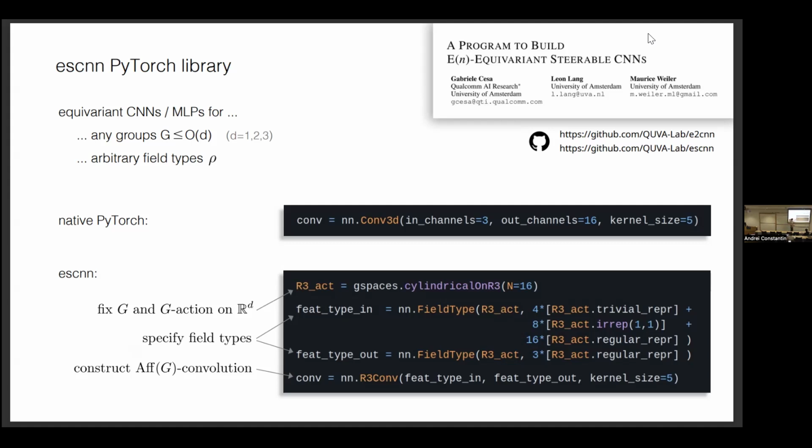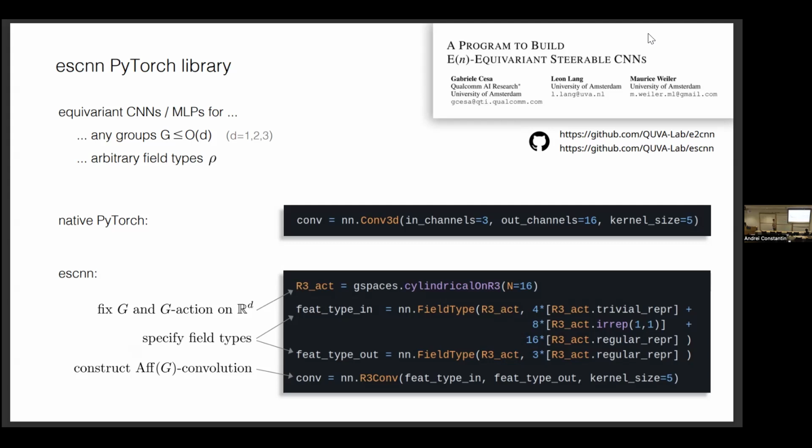And then instead of nn.conv, we have our nn.r3conv, and instead of passing input channels and output channels, we pass in input field types and output field types, which imply a certain number of channels, but on top they imply this steerability constraint. The library internally solves everything and gives you a complete basis of these kernels. And then you're guaranteed that the symmetry is solved and that you are mapping correctly between field types.